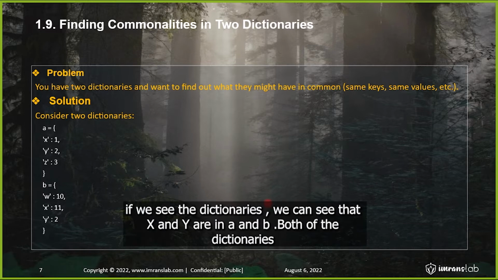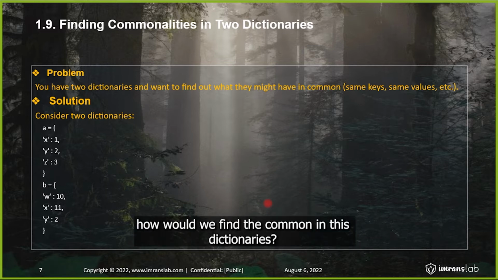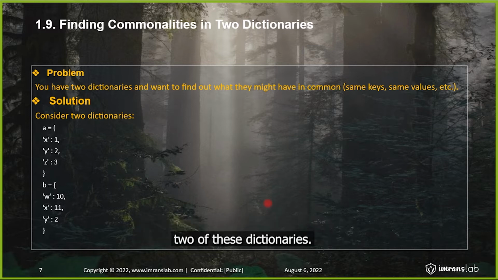and y is 2. If we look at the dictionaries, we can see that x and y are in both A and B, while x has a different value in B. In dictionary A, x's value is 1, while in dictionary B, x's value is 11. But in both cases, the value for the y key is the same, which is 2. Now, how would we find what is common in these two dictionaries?